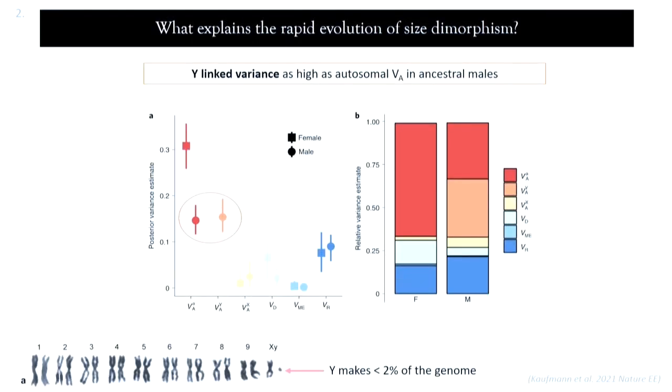But what explains the rapid response when selection could operate on males is that we also found strong Y-linked genetic variance in the males. And this is really surprising because the Y chromosome is really small in this system. It's less than 2% of the genome. We don't expect this kind of highly diverged Y chromosome to harbor additive genetic variance. So this was a big surprise to us.